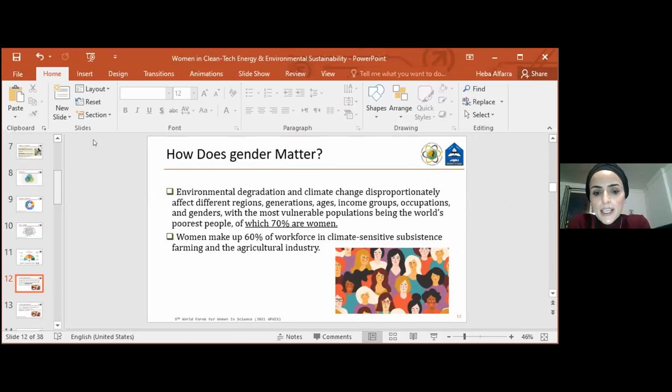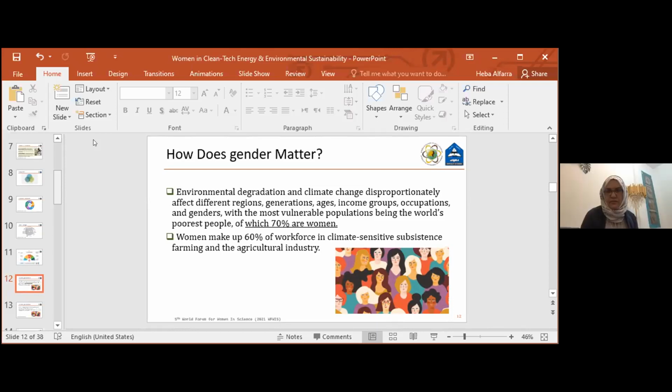And here, among the world's poorest people, 70% are women. So women suffer from a bad, or poor, life. They keep searching for work in underdeveloped countries. They are always searching to find food and water for their families and children.